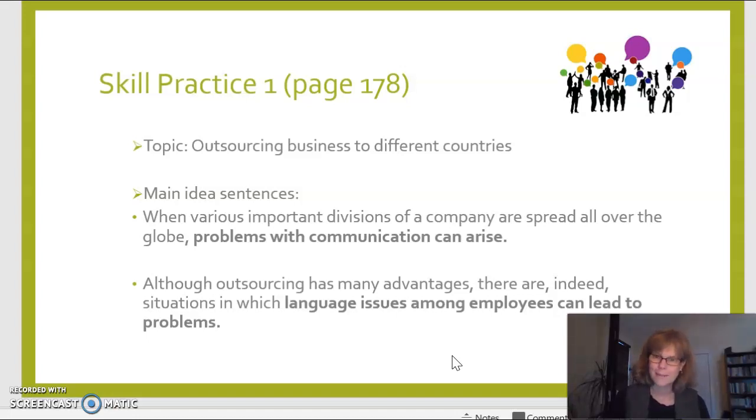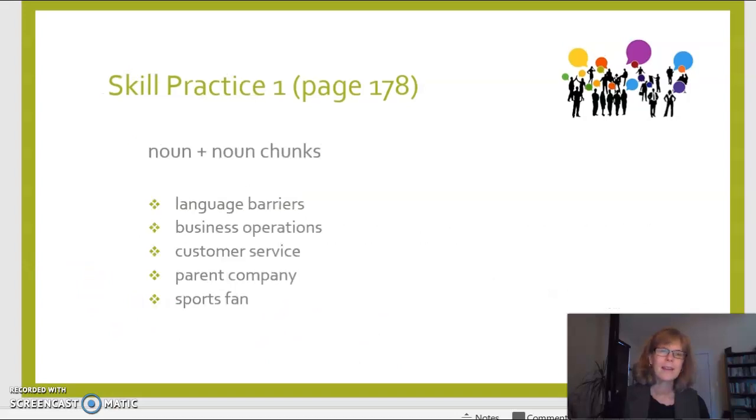But where are the language chunks? 5 phrases. So I circled these phrases as noun language chunks, and you're going to find these as you read this paragraph. Language barriers, business operations, customer service, parent company, sports fan. Those are good examples of language chunks in that paragraph.